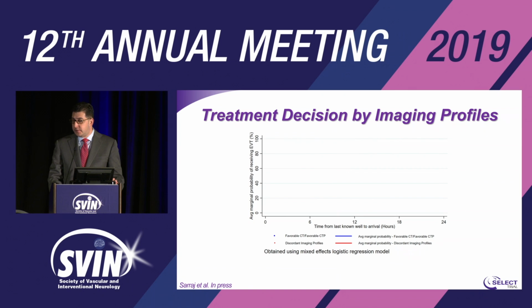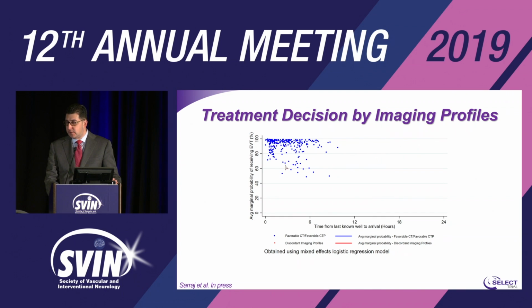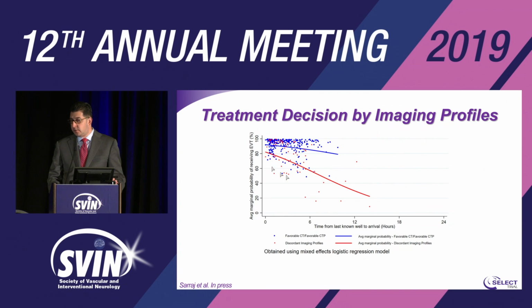When you think about it, this is a graph of treatment decision. For those having concordant findings, both blue, somebody having a good CT and a good CTP, they have a very high likelihood of being treated. But as the time window increases, and some of our patients were prior to DAWN and DEFUSE 3 results, the likelihood decreased, but it's maintained mostly. While in red, the ones who have one imaging profile good and the other not good, the likelihood of being treated is less, and it decreases with time. So a lot of these patients are going to be included in SELECT-2.